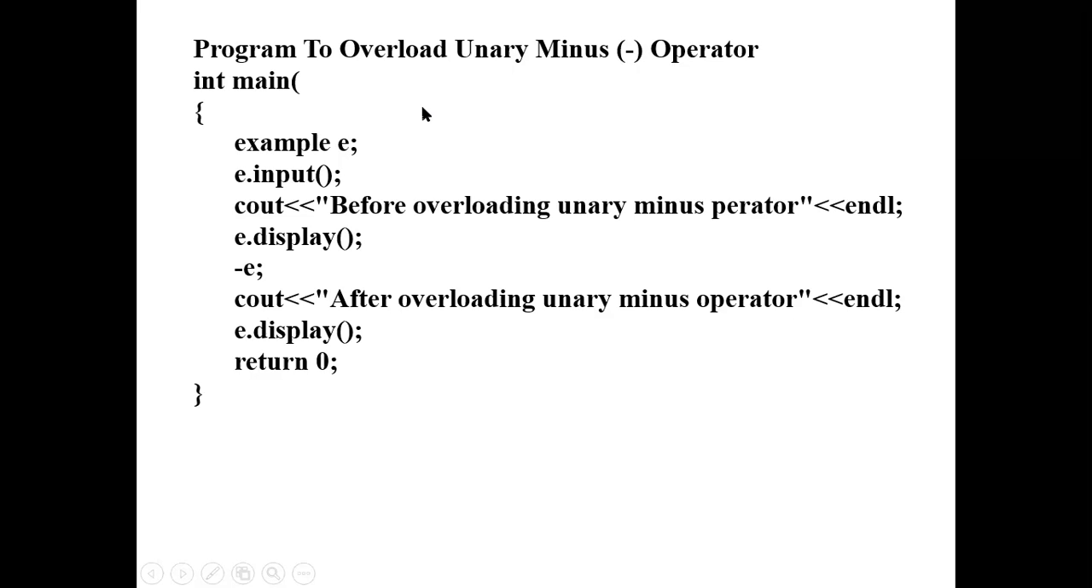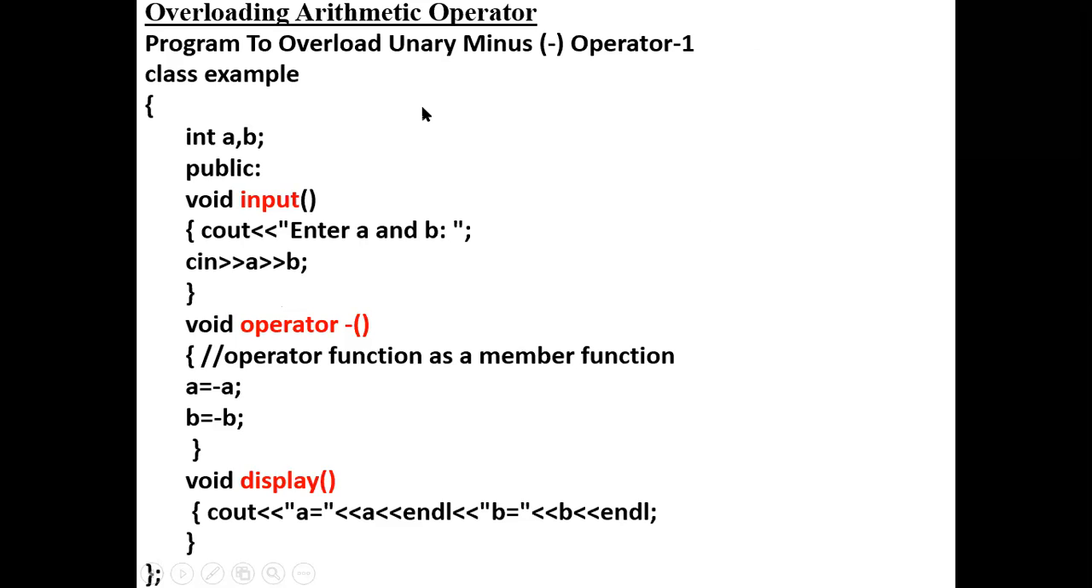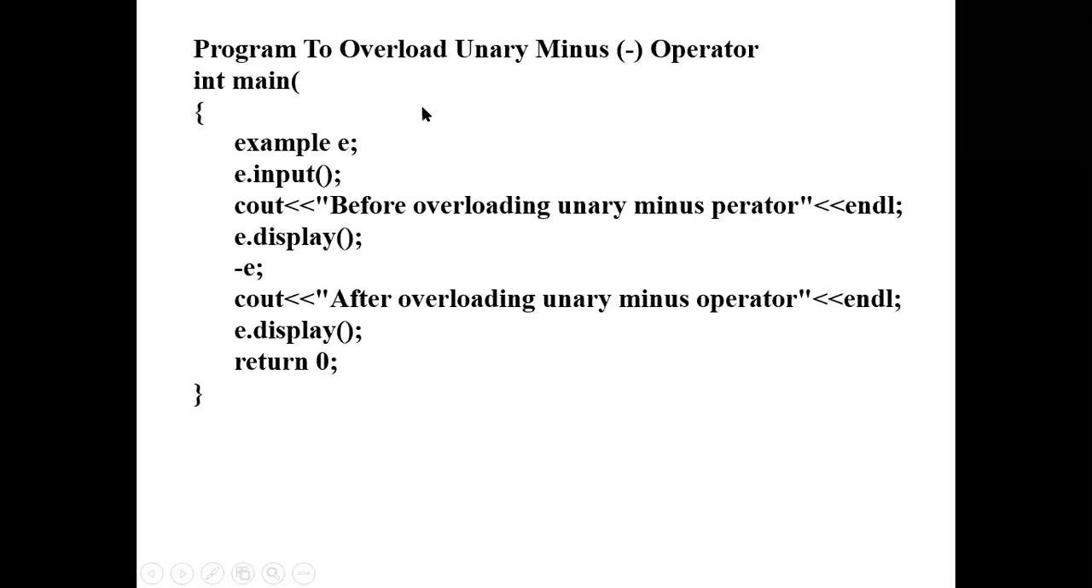After that, I am overloading this operator, minus e. When this is encountered, the minus operator function will be executed, and the values given to a and b will be negated. Whatever their values are, they will be negated. Now when we display the numbers a and b again, you can see the opposite values. If the value of a is 5, after overloading unary minus, it will display -5. And if b is 10, it will display -10.